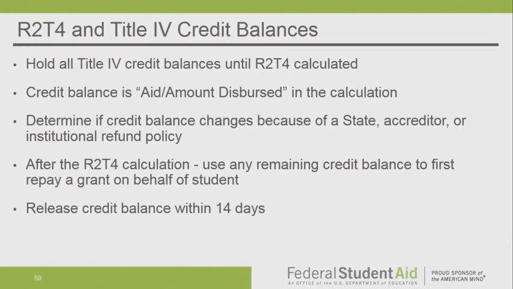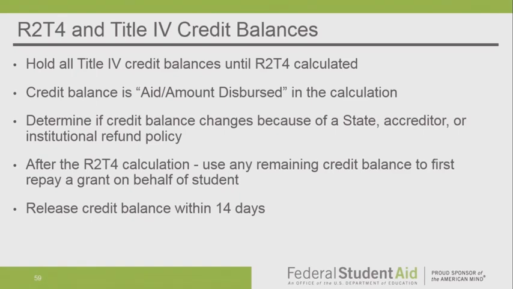When you do the R2T4 calculation, you consider that amount that's in the R2T4 credit balance as money that has been dispersed. It's not aid that could have been dispersed. It's already been dispersed because it's sitting in the student's account. And so that's where it would go in the calculation.